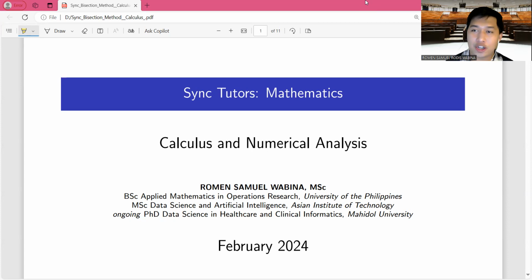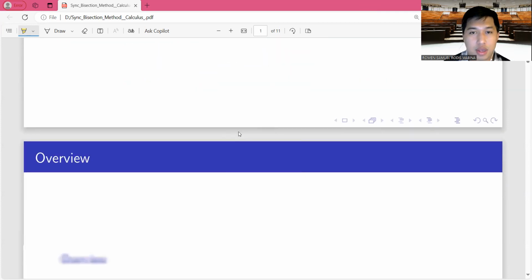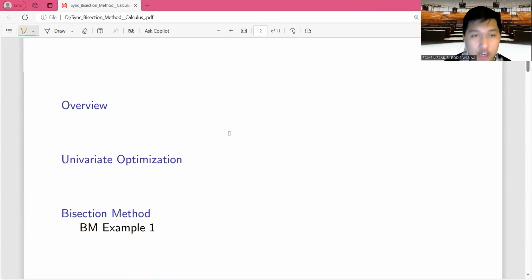And for today's discussion, we'll discuss calculus and numerical analysis, particularly numerical methods and optimization. Before our discussion, we're going to have a little overview about univariate optimization and numerical analysis, and we're going to discuss this interesting technique called bisection method, and we're going to calculate one example on how to use this particular method.